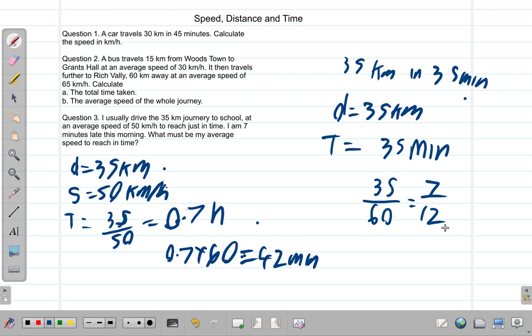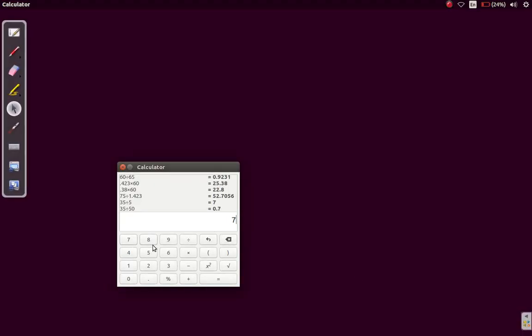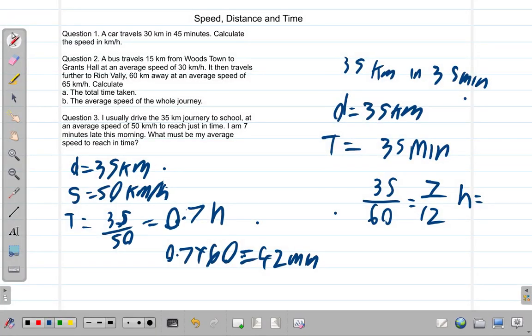Alright? So you could put that in decimal. So 7 12ths of an hour is the same as 7 over 12, which is 0.58333 and so on. The threes go on. So it's 0.583 to 3 decimal places. Alright? 0.583 hours.